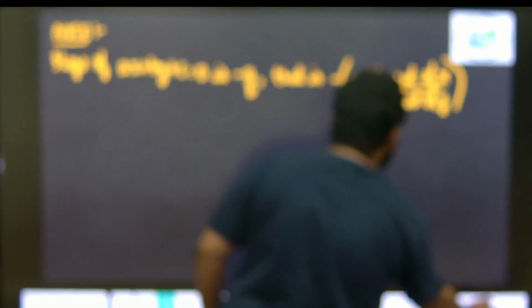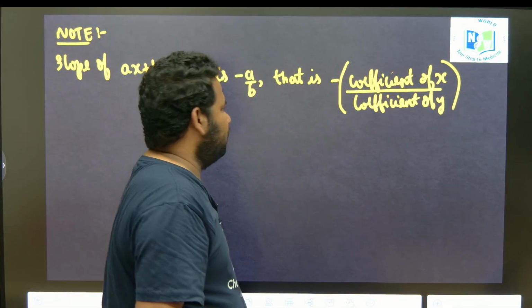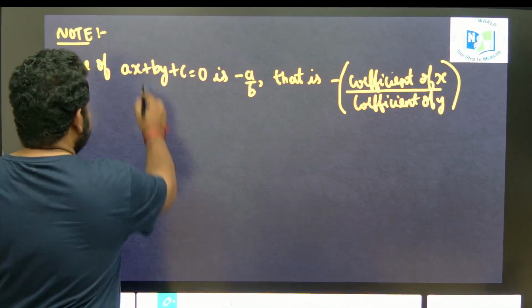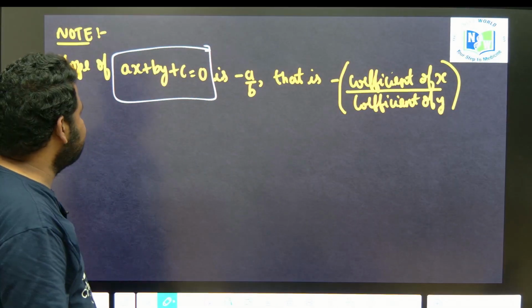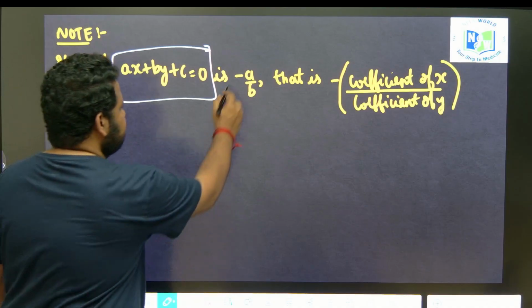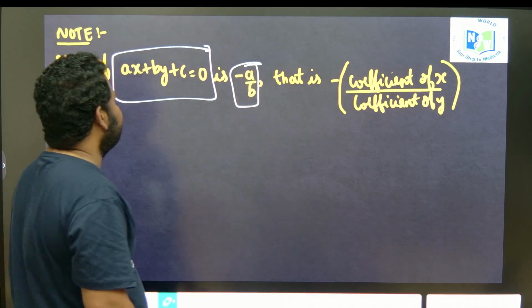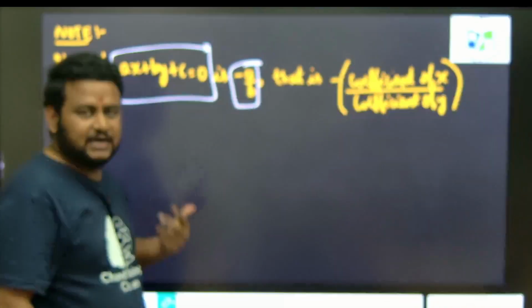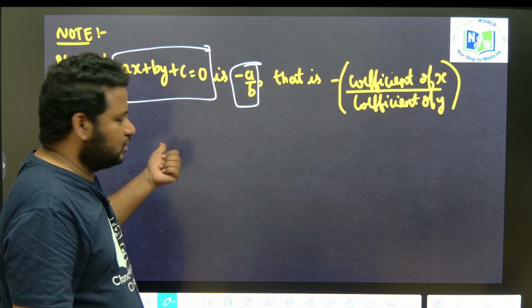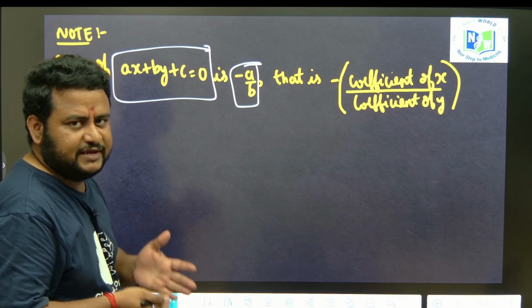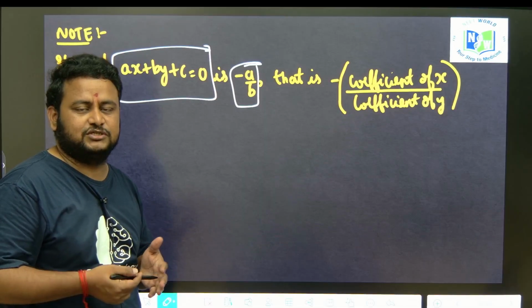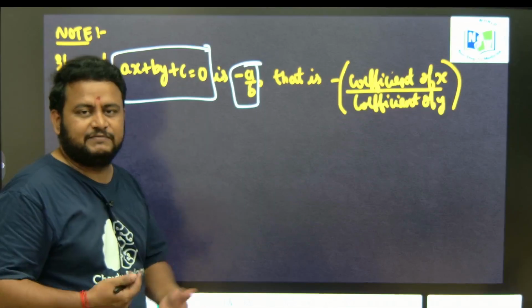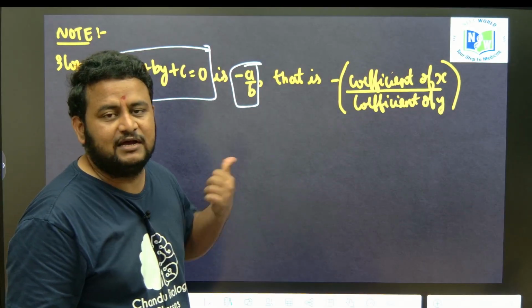Next thing, this is about intercept form. Now, this is very important, highly useful for us. The slope of a line ax plus by plus c is equal to 0 is given by minus a by b, that is negative coefficient of x by coefficient of y. This you have to remember. This may appear simple, but you will apply this concept in various questions so that solving becomes easy. While applying it, you will see the huge utility of this concept.